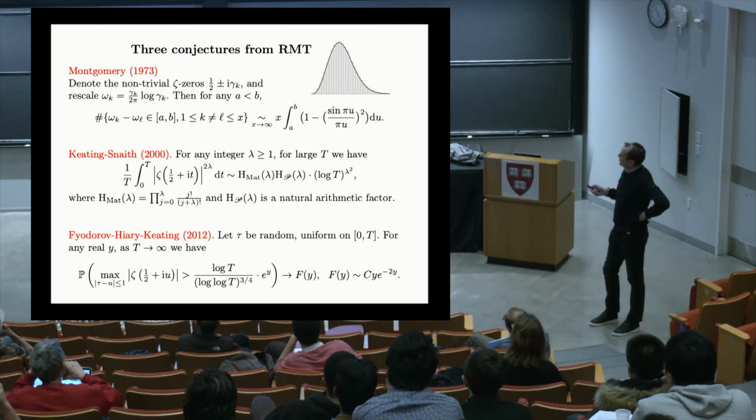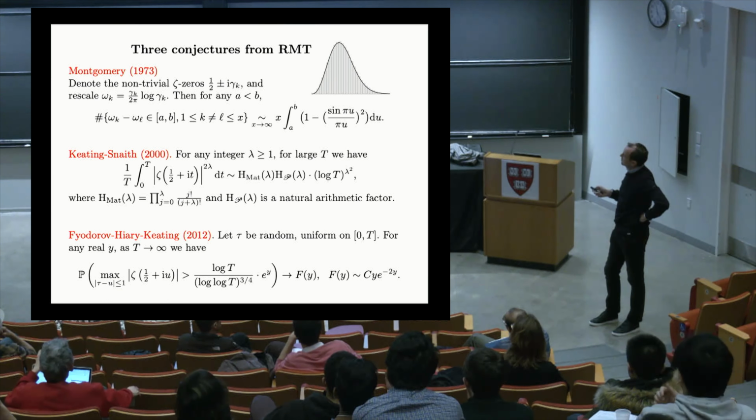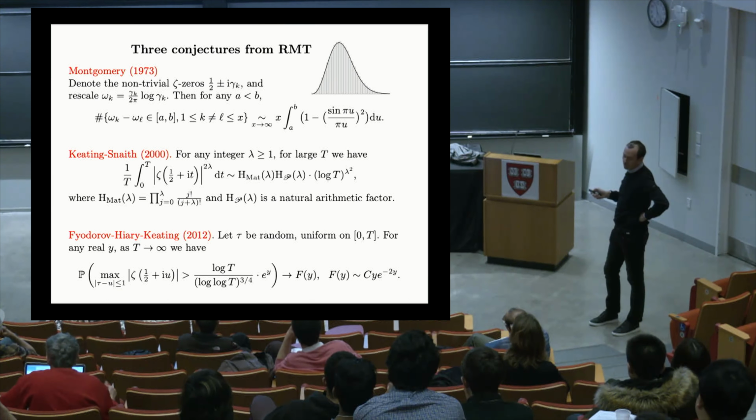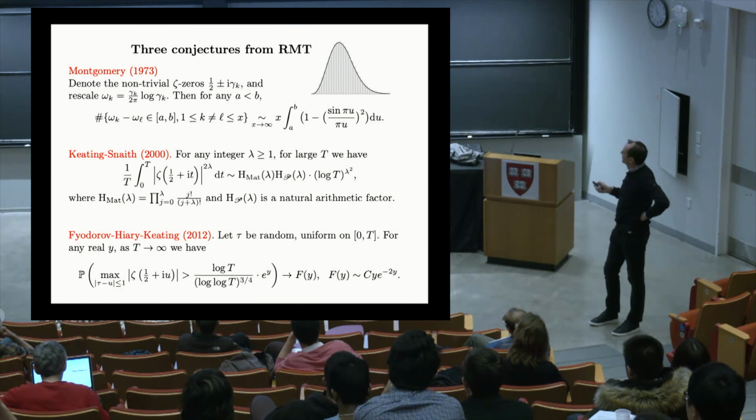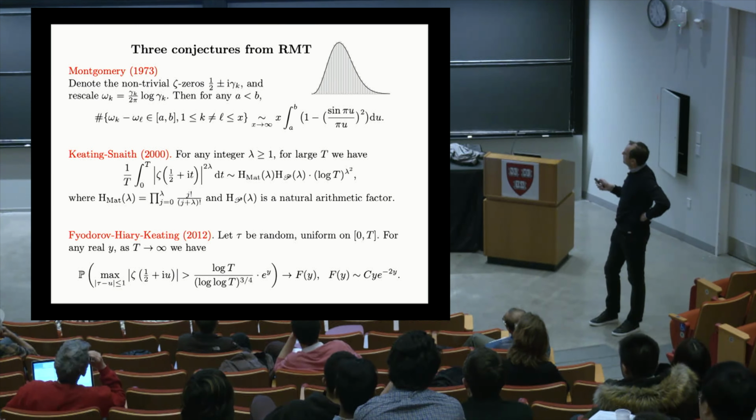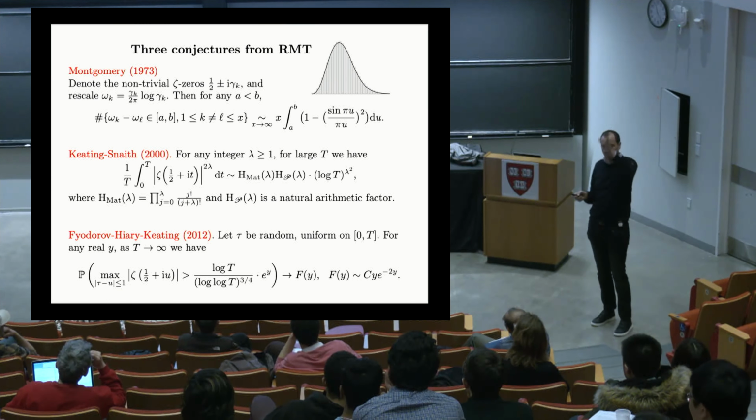A more recent conjecture somehow changes the viewpoint, because now we are going to look at a random point along the critical line. So you pick a tau, which is random, uniform between 0 and capital T. So you're on the critical strip, and you look at the random height.